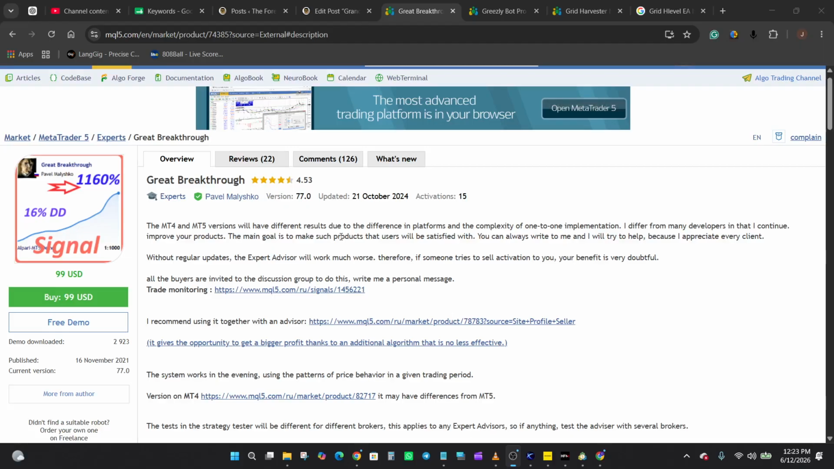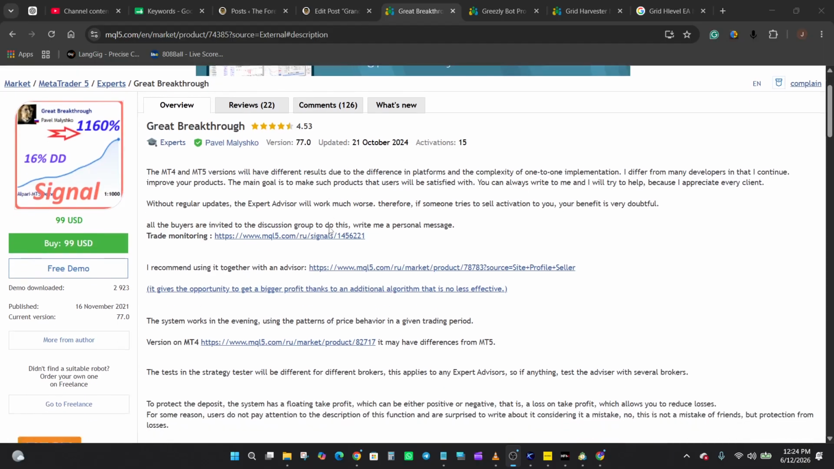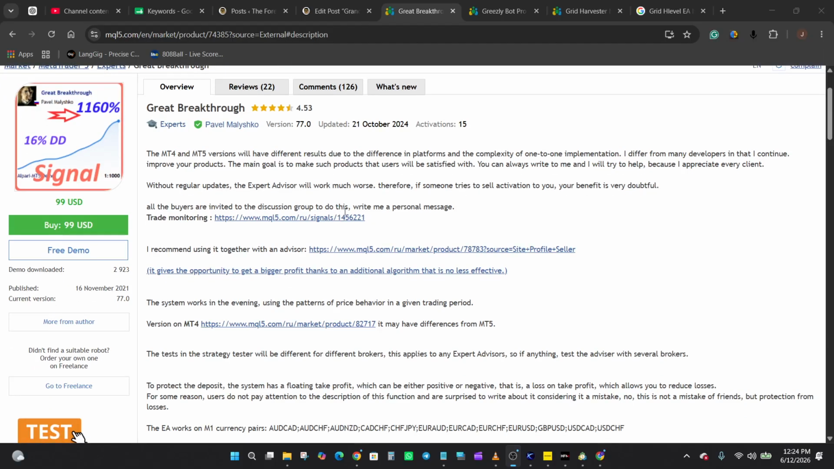Now let us just jump straight into the MQL5 Marketplace page and see what this expert advisor offers. Right away, we can see that Great Breakthrough EA is listed at 99 US dollars. The version shown here is version 77.0, updated on October 21st, 2024. The developer also notes that the MT4 and MT5 versions can produce different results due to platform differences. So this review is specifically focused on the MT5 version.